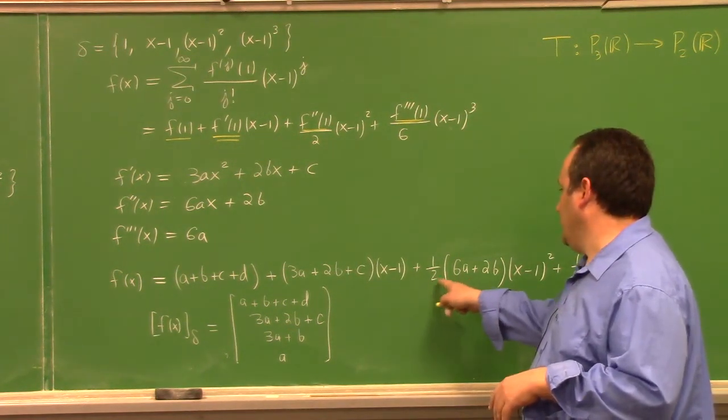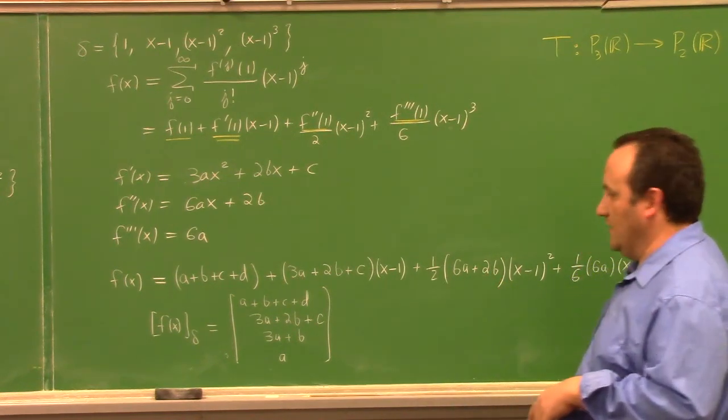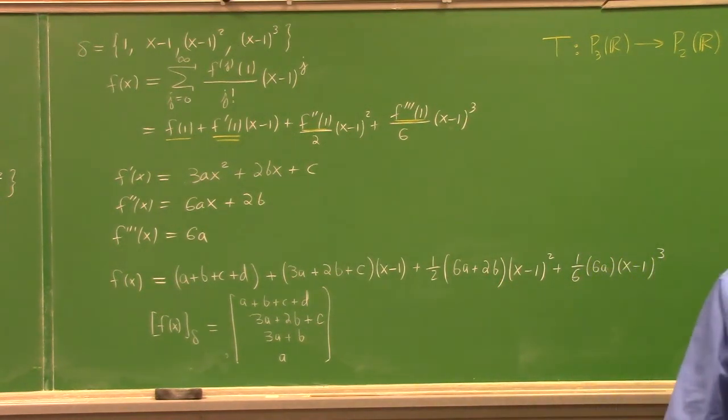Oh, 6 over 2 is 3, and 2 over 2 is 1. So there are some parameters of what you can do, but you can still do a lot. There are infinitely many choices of bases for P3R, but all of them have 4 vectors that are linearly independent. That is common. That's not up for grabs.